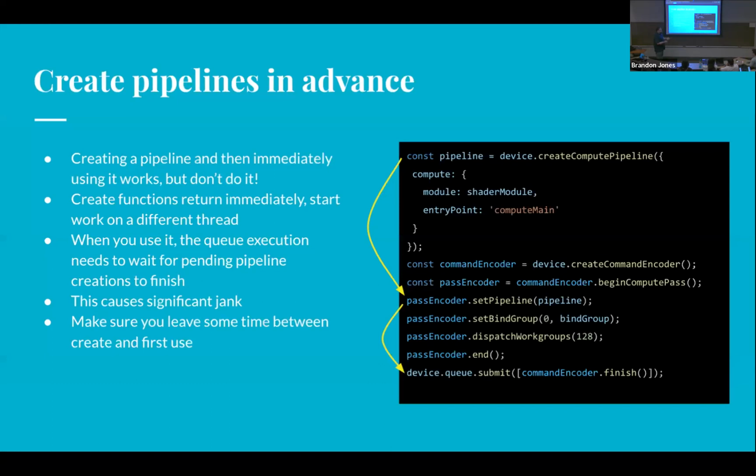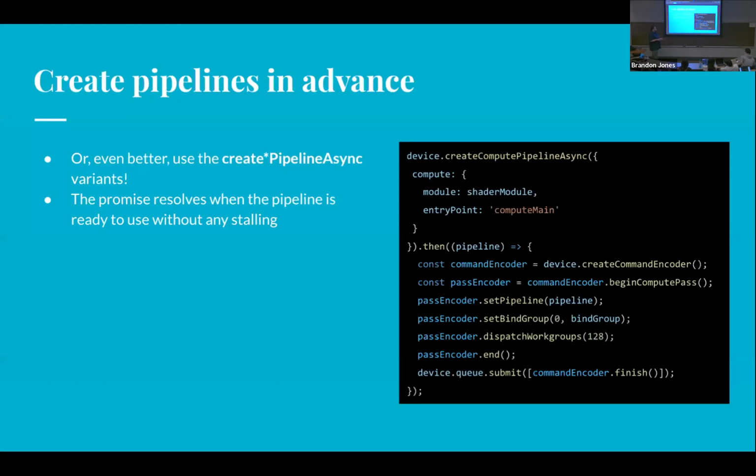But more efficiently, we also have these versions of the same functions called async. Create compute pipeline async, create render pipeline async. These are structured differently in that they don't give you back the handle right away, they give you a promise instead. And then the promise resolves only when the pipeline is able to be used without any stalls. If you can, you want to use this pattern as much as possible because it will guarantee you that you're never going to have a hitch in your rendering because you're waiting on a pipeline.